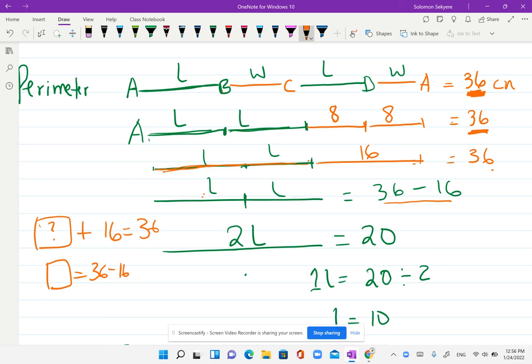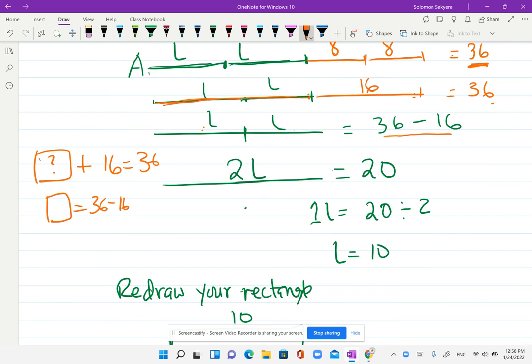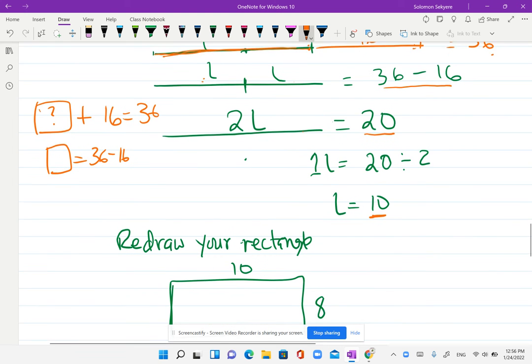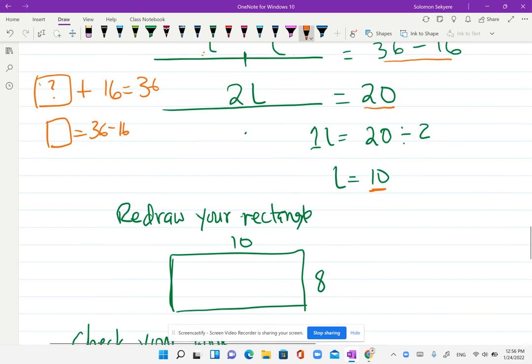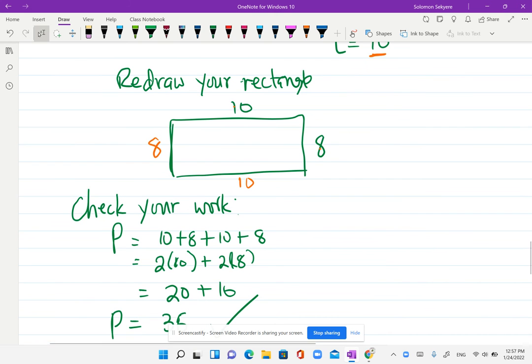So this here is equal to 36 minus 16. That represents two of the L's. So two of the L's is 20. So each length is 20 divided by 2, which is 10. So we come back here and we say the length is 10. We can label our rectangle again: 10, 8, 10, 8. Let's check our work.